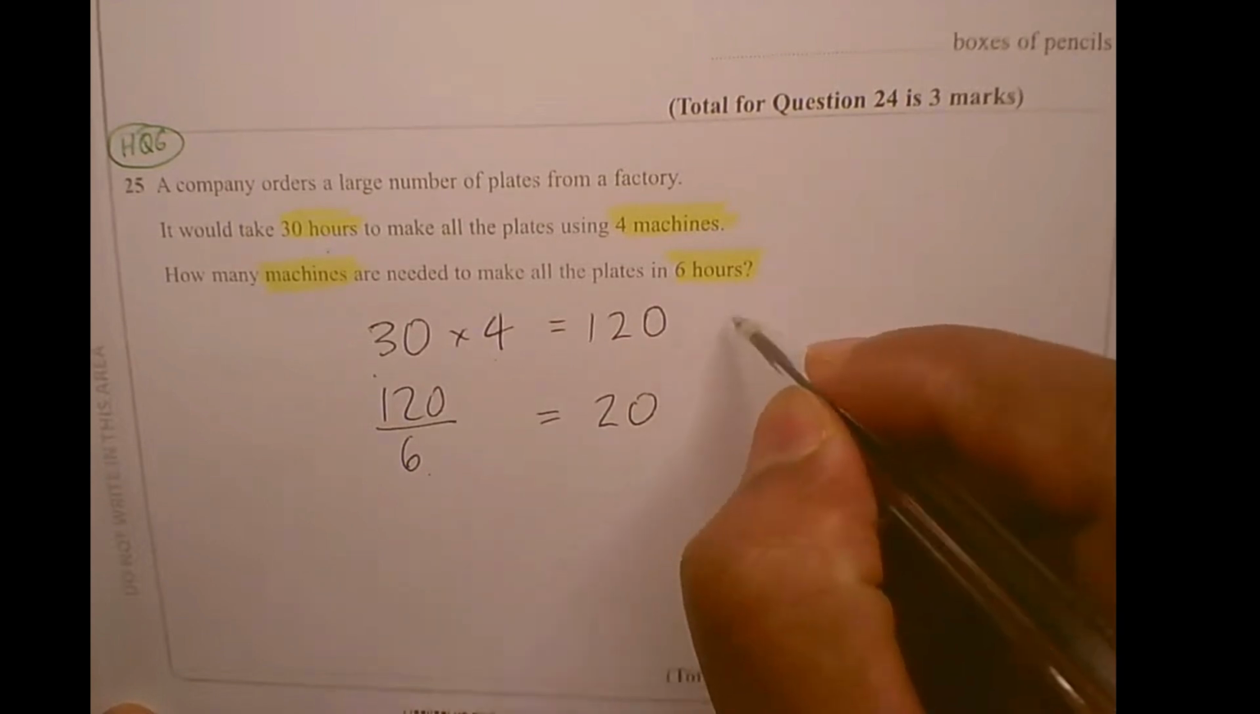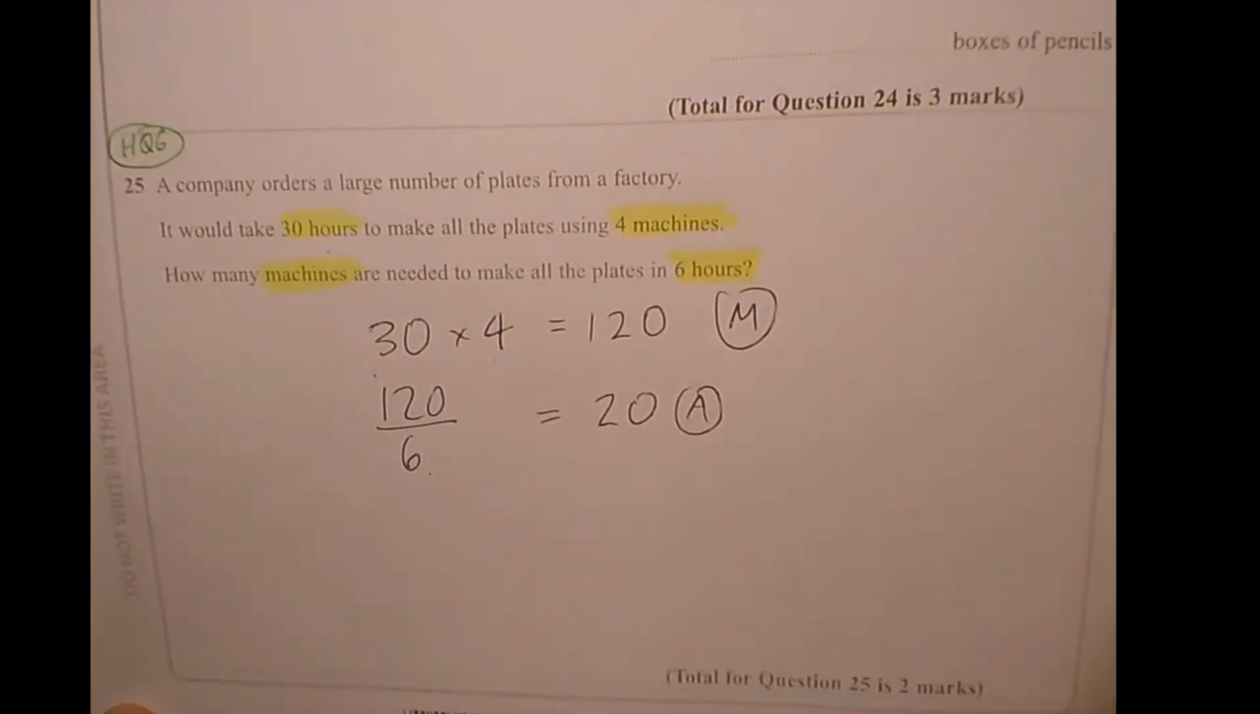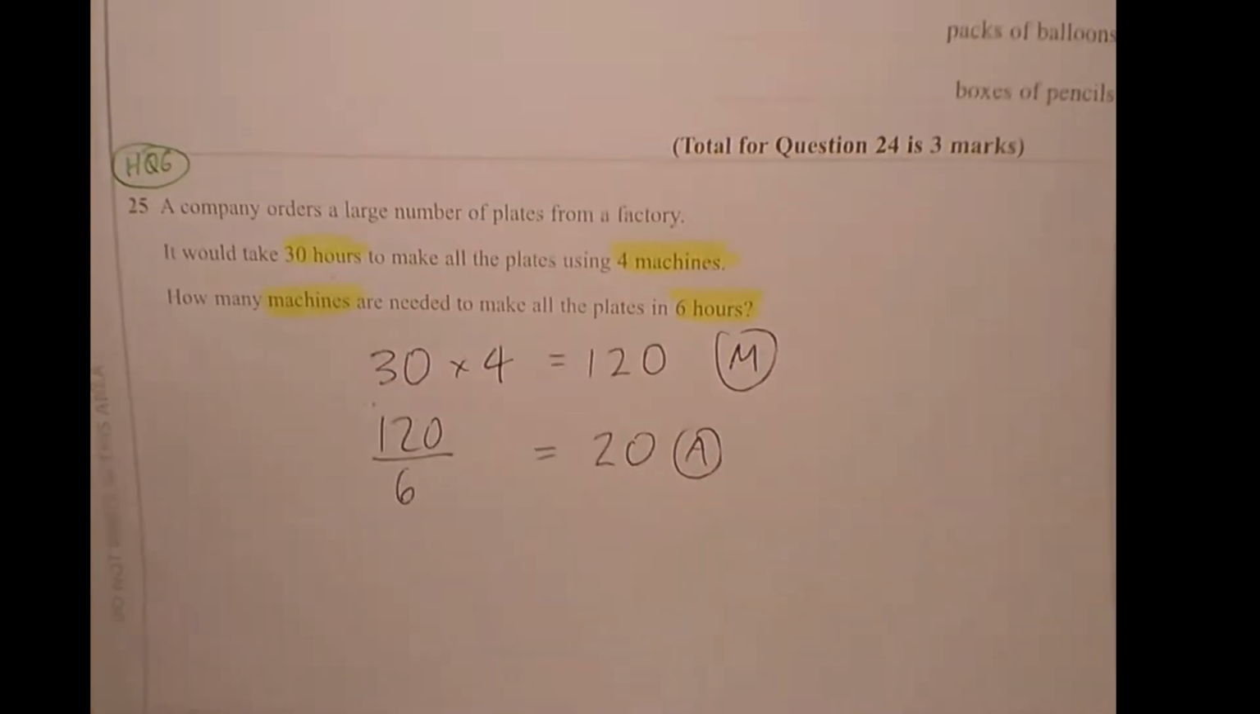So again, this is a method mark, the multiplying, and this is your accuracy mark. 2 marks for that question. Well done if you got that correct.